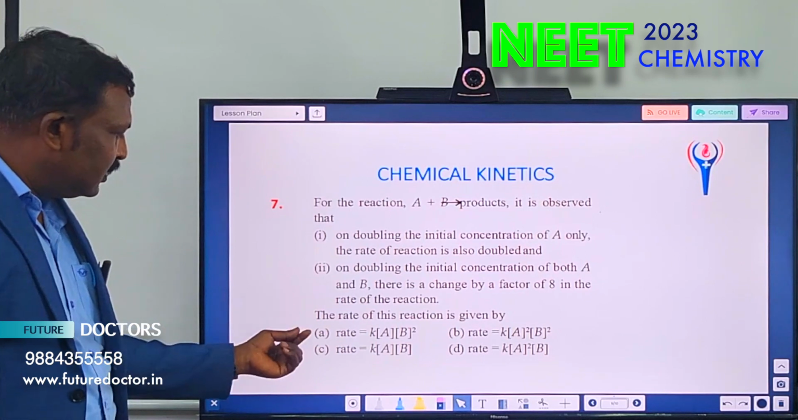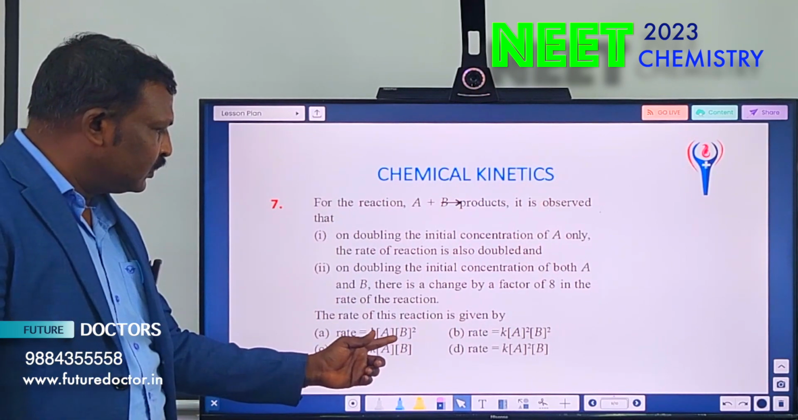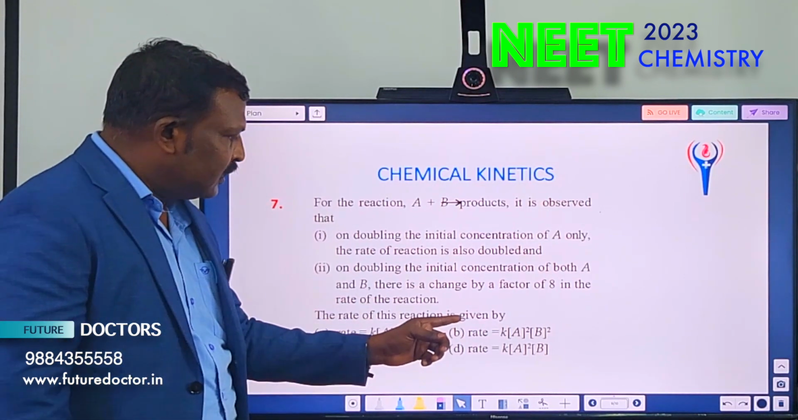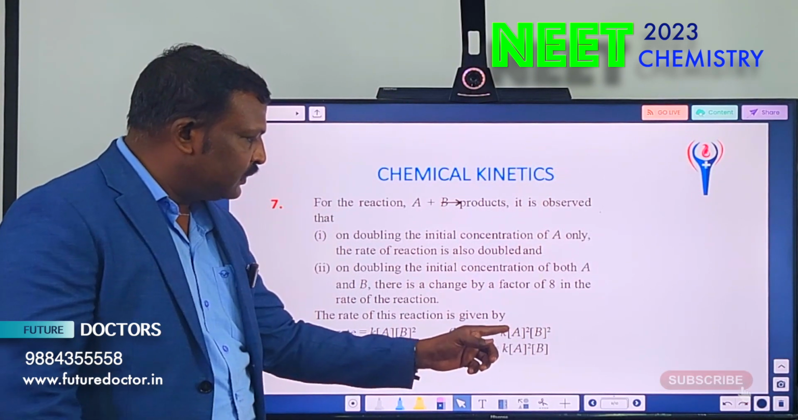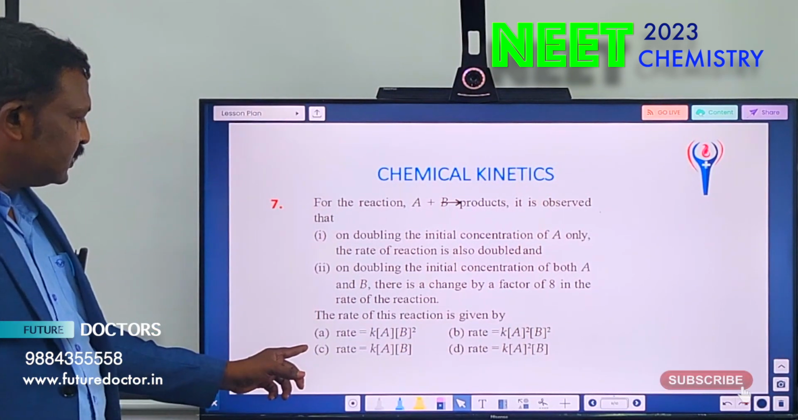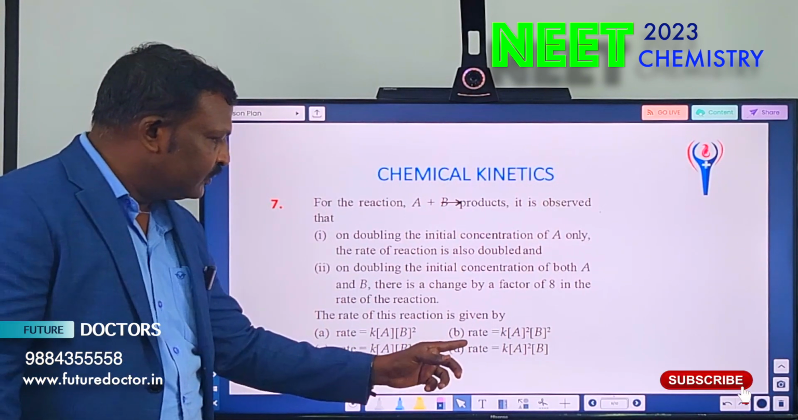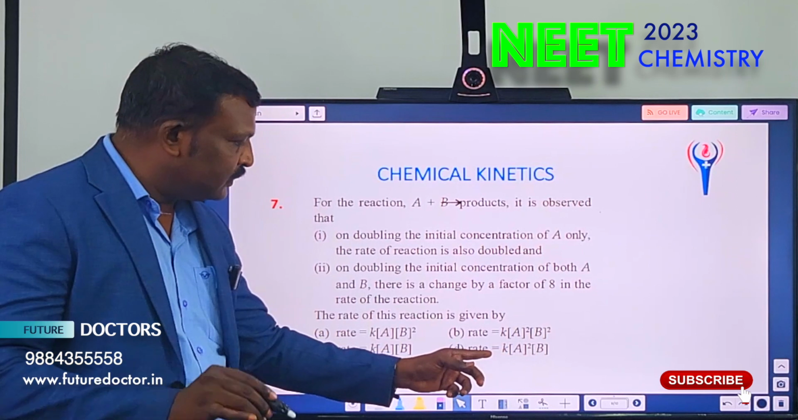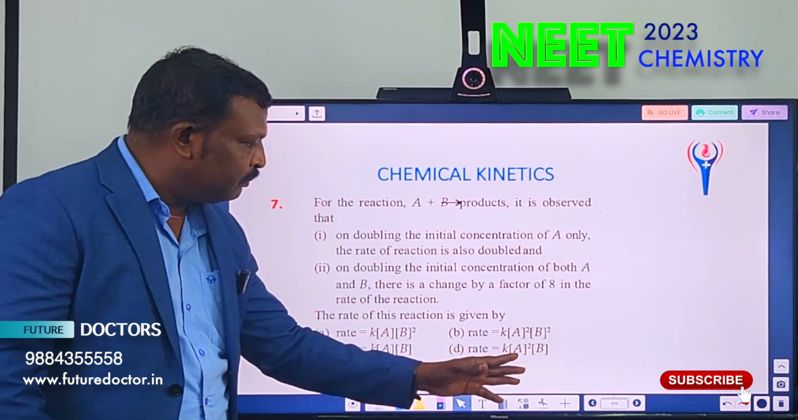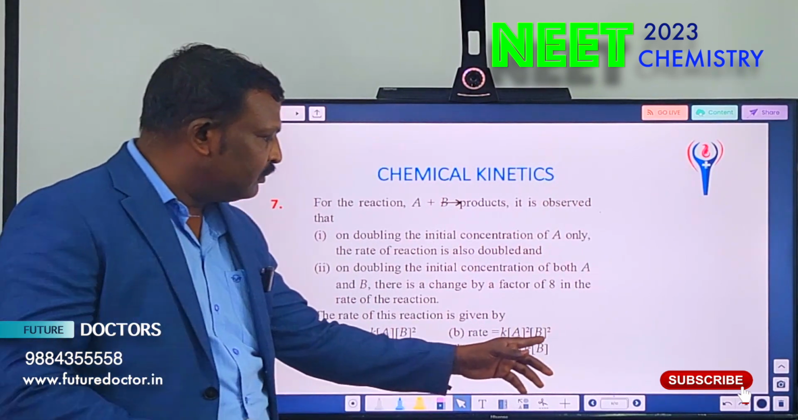Option A, rate is equal to K into concentration of A into concentration of B power 2. Option B, rate is equal to K into concentration of A power 2 into B power 2. Option C, rate is equal to K into concentration of A into concentration of B. Option D, rate is equal to K into concentration of A power 2 into concentration of B. We have no power written here, but we know the power is 1.